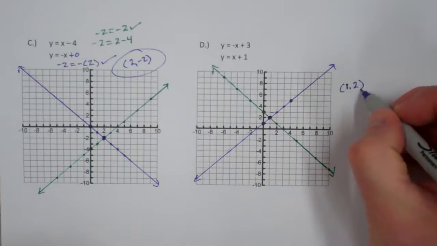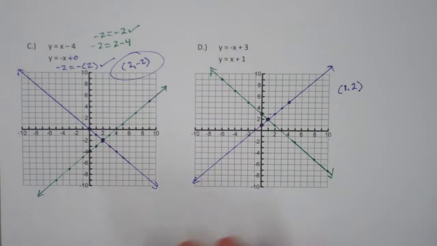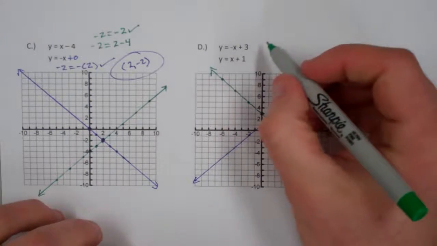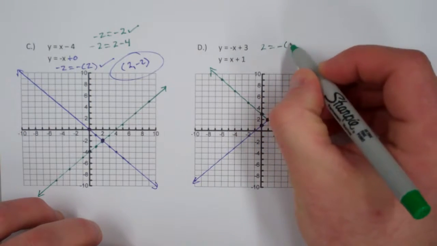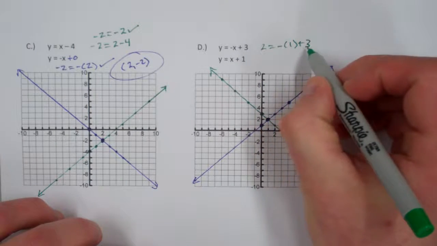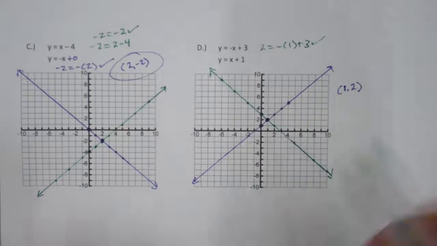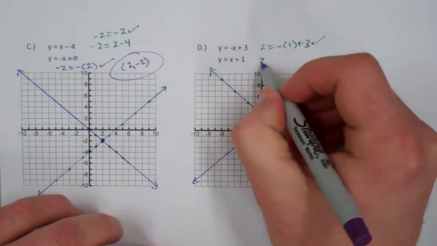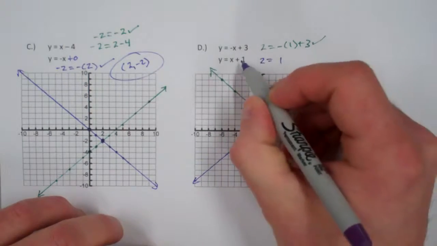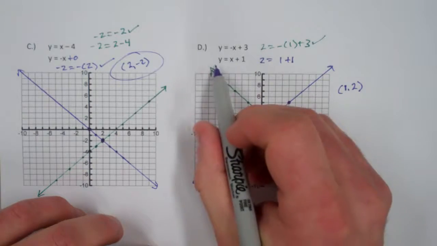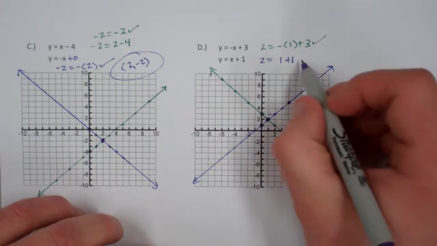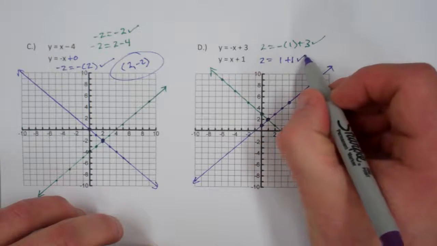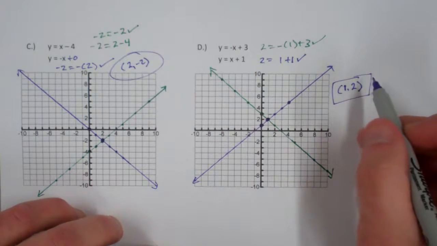So 1, 2 here. Let's check the first one together. So let's do y, which is 2, is equal to negative 1 plus 3. Well, negative 1 plus 3 is 2, so that one's checked. And the next one here is 2 is equal to 1 plus 1, if we just use our substitution for x and y here. And 2 is equal to 1 plus 1, so this one is checked as well.